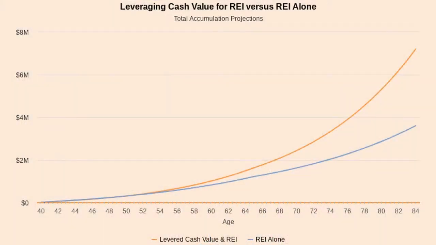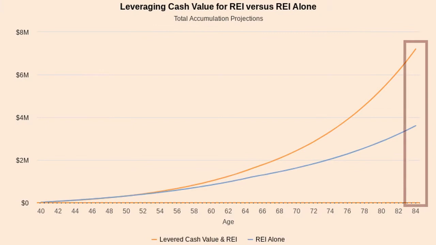So the bottom line is this chart, which simply shows the total accumulation over time of using the leveraged cash value to invest at 9% versus simply taking your cash and investing it at 9%. That's the blue line. So clearly, you can see that compounding interest is a beautiful thing. By the time you get 44 years out, 45 years out, you've accumulated almost twice the assets that you would have had you simply taken the money and invested it directly in real estate.